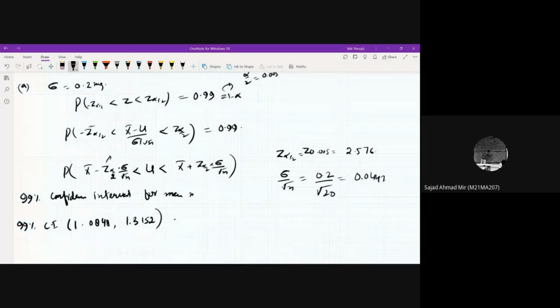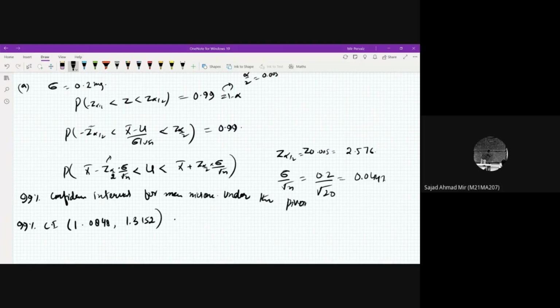Mean nicotine content. What is the problem actually saying? Under the pivot of x bar minus mu over sigma by root n, which follows the z normal distribution, this you should write in the exam, and the value is this. This is how you write in exams. Okay, so is it clear till this part?